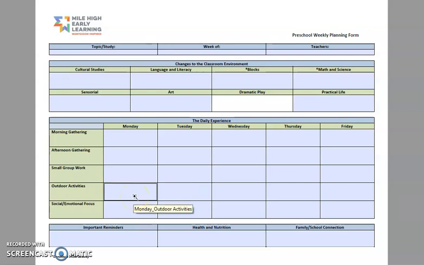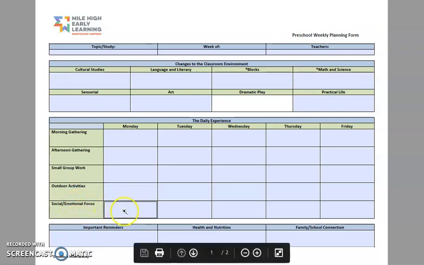The next line on here is outdoor activities. You should be providing some sort of structured outdoor activity for children every day. It can be in relation to your topic of study. It could be in relation to some skills that you know that you need to work on from your TSG. So whatever it is, you should have some sort of structured activity for children outdoors. That doesn't mean they necessarily all have to participate in it, but you should have some sort of structured outdoor activity planned for young children.